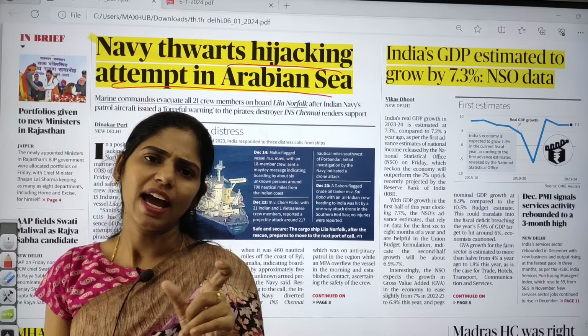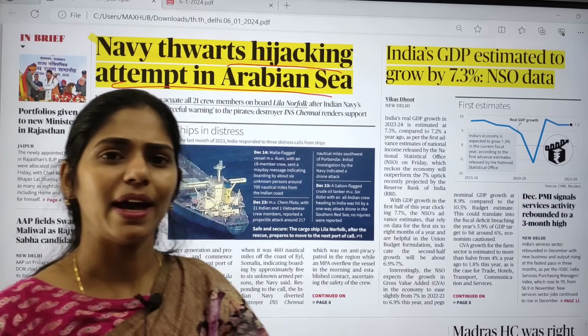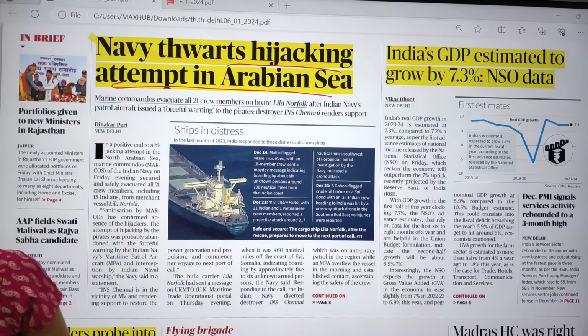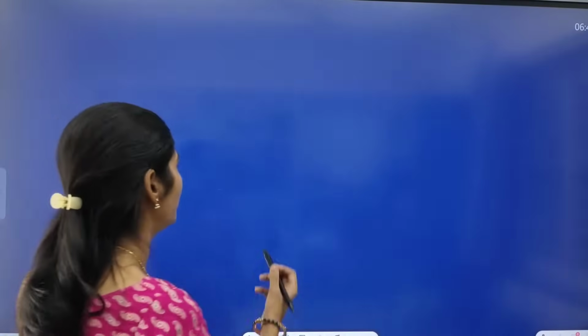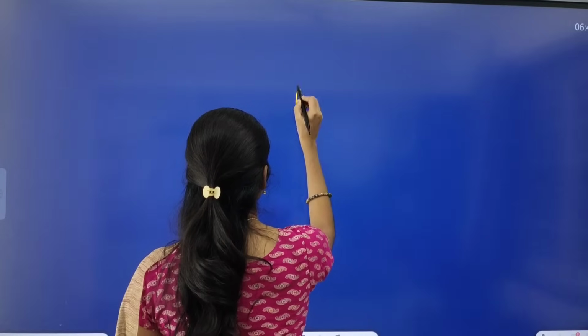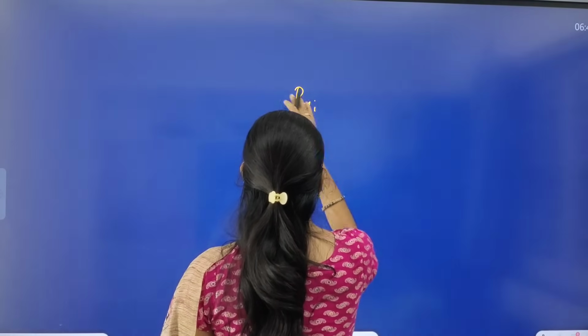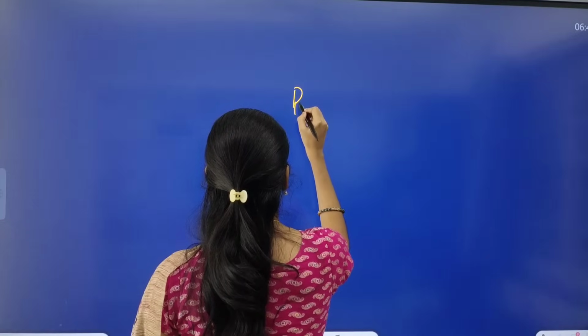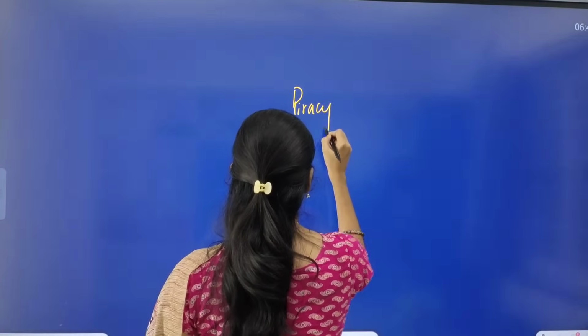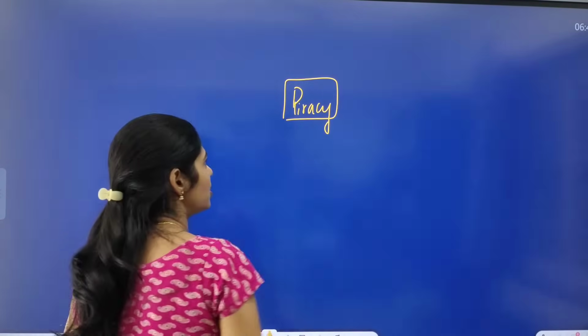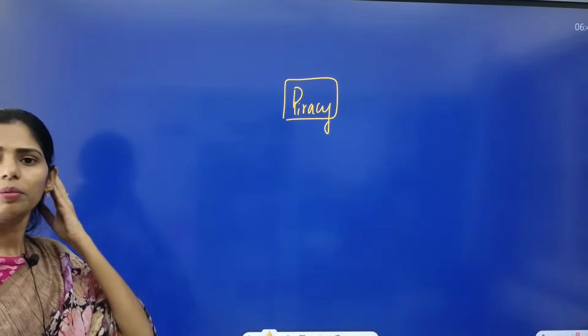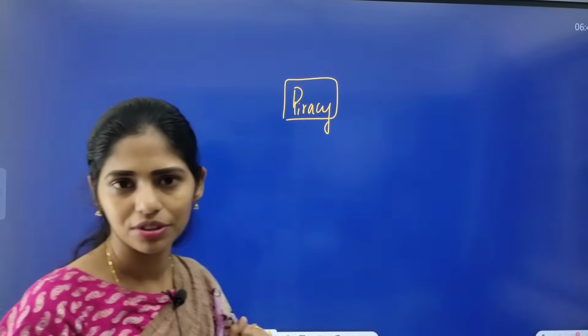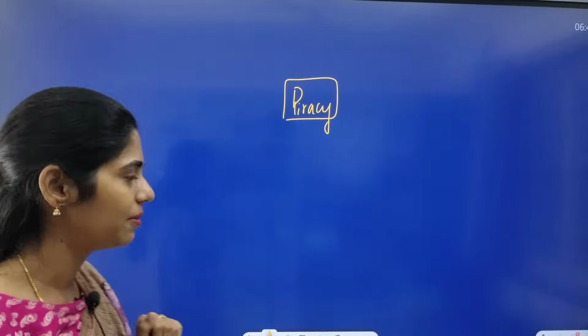I think you might have come across this word called piracy. Yes or no? This article is very important from the international relations point of view. It is talking about piracy. Piracy is one important problem that we are facing in the Indian Ocean, especially in the Arabian Sea.